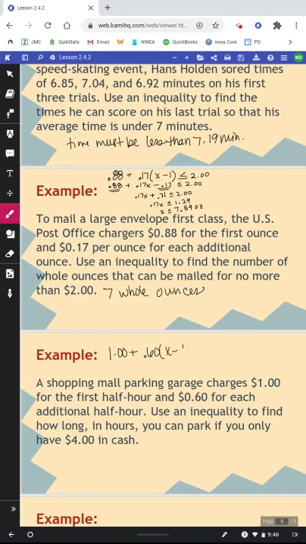Again, we're going to subtract out, I guess we don't need to subtract out half because we can just count them as half hours. We'll just subtract 1. And we only have $4 in cash. So we're going to distribute here, just like we did before.